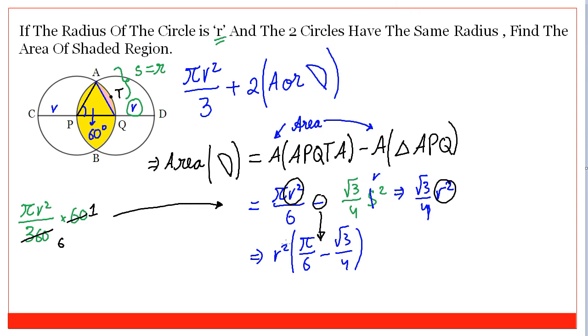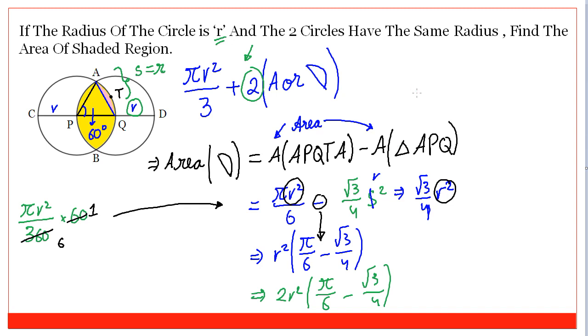Okay. Now, this is multiplied by 2 because triangle APQ is congruent to PBQ by SSS congruency. So this shape and the shape which was here are also the same. That's why we multiply by 2. After multiplying, we get 2R² multiplied by π/6 minus √3/4.